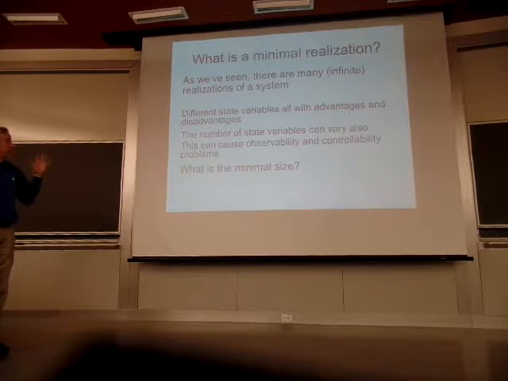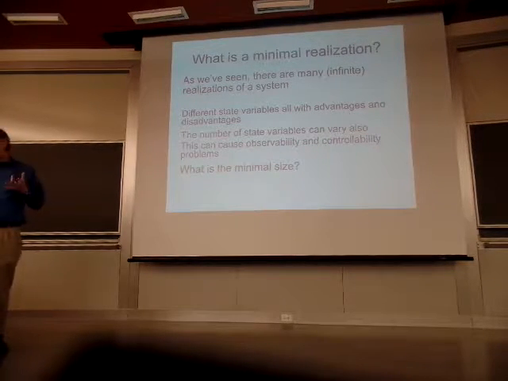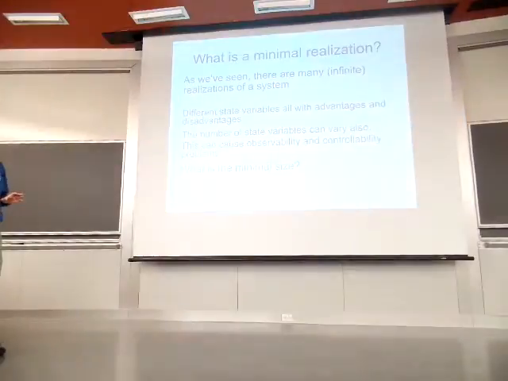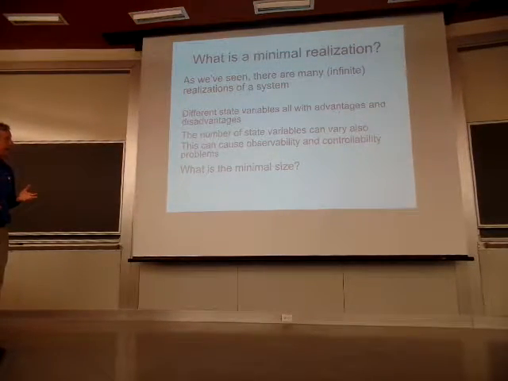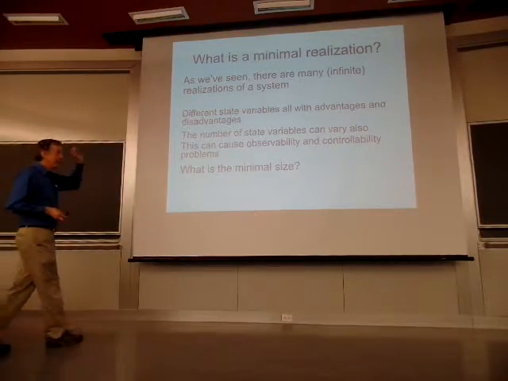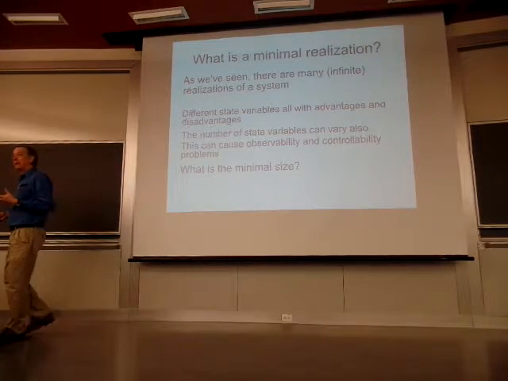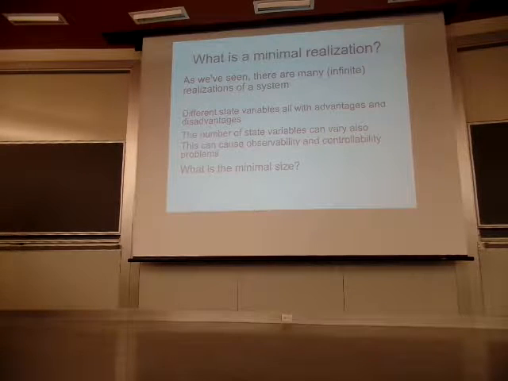As we've seen, there's an infinite number of realizations of a system. We've got a controllable form, observable form, physical variables, whatever. And they'll have advantages, disadvantages. And the number of states can vary, right? And that's where the problem comes in. We get these controllability and observability problems because of this. So what we want to do when we're designing controllers is find that minimal size.